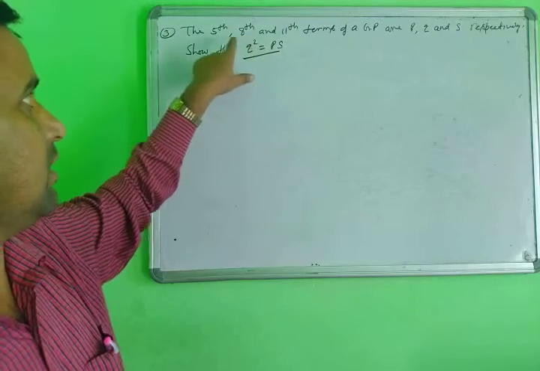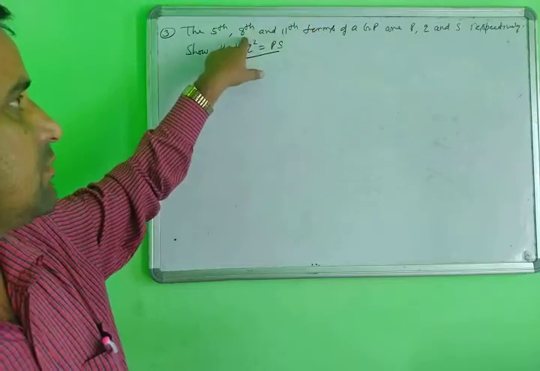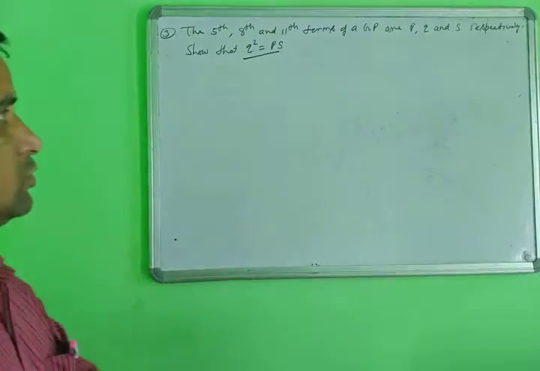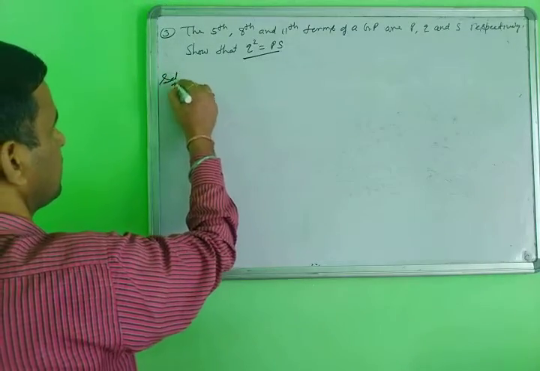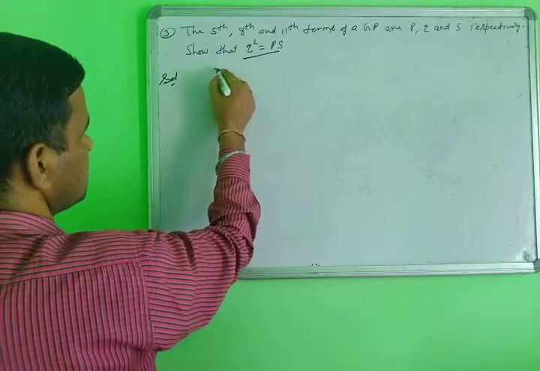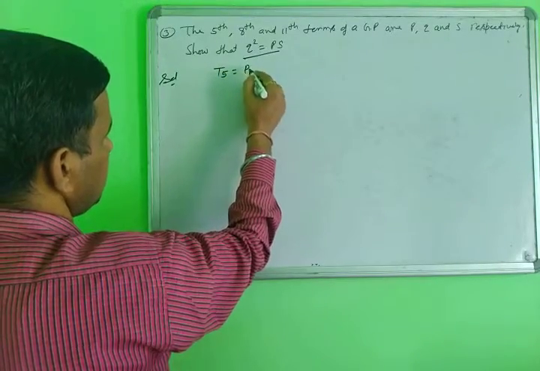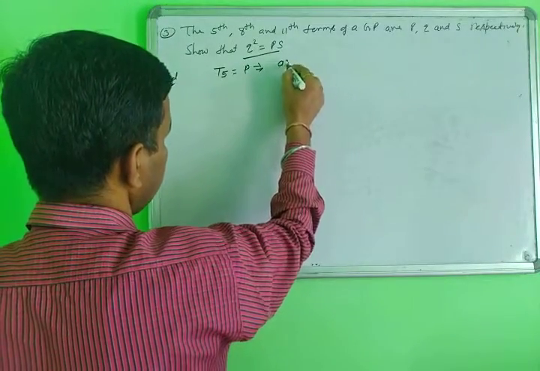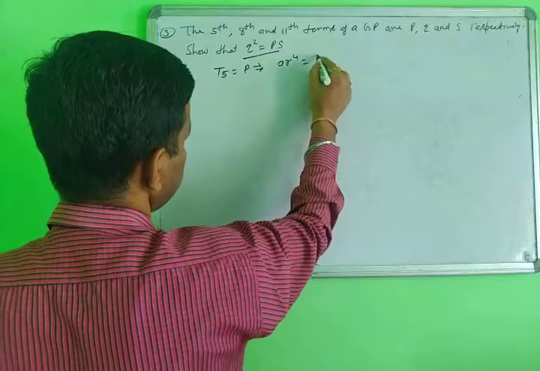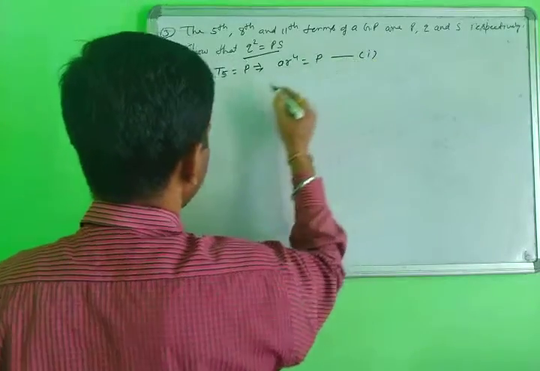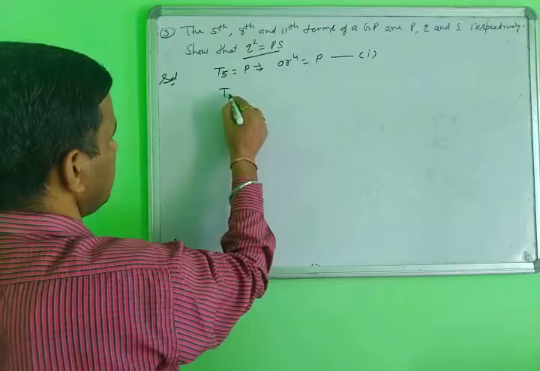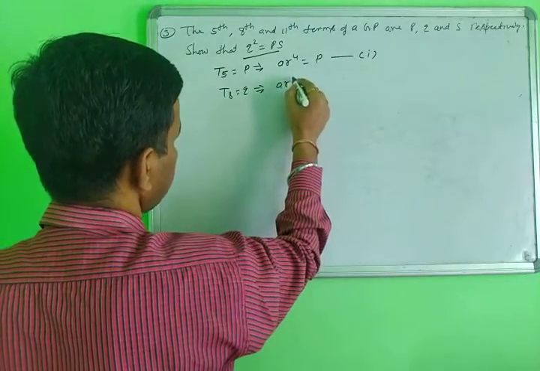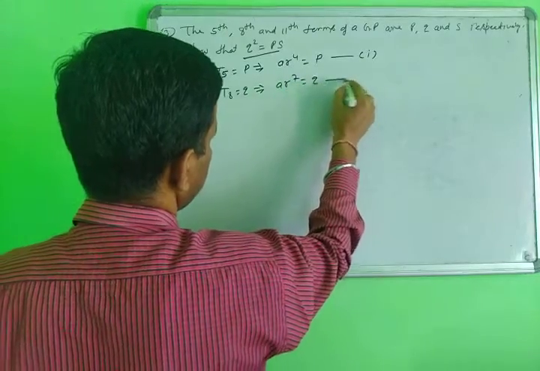You will prove this here. The 5th term value is P, the 8th term value is Q and the 11th term value of this GP is S. Yes, now start the solution. The 5th term means T5 equals P, that is AR^4 equals P. Equation first. Second, T8 equals Q, that is AR^7 equals Q. Equation second.